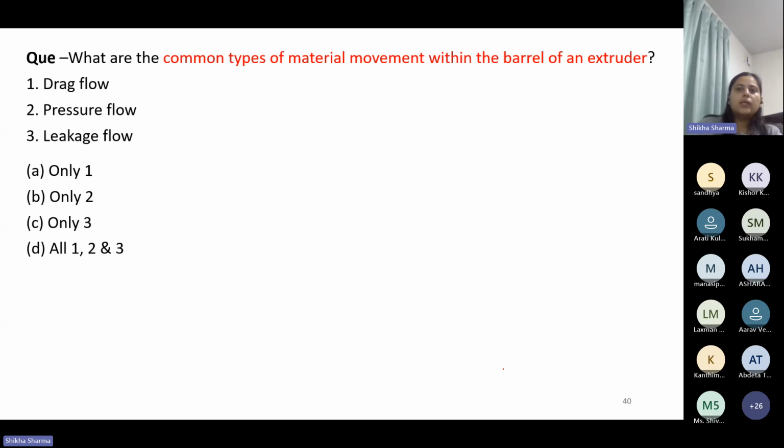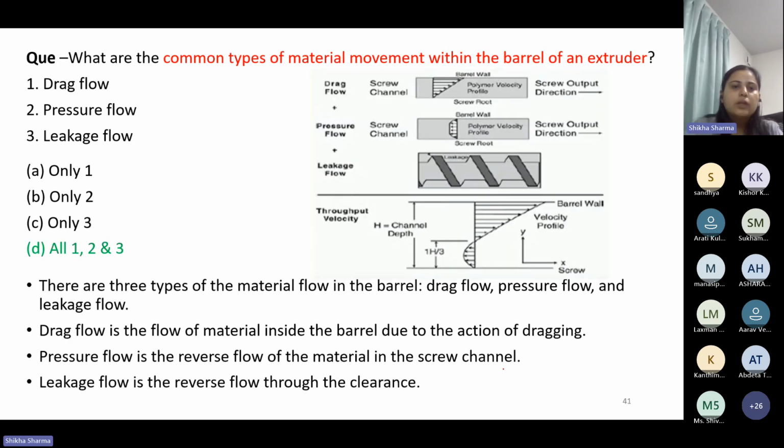What are the common types of material movement within the barrel of an extruder: drag flow, pressure flow, leak flow, or all three? Yes, all three. Drag flow is the flow of the material inside the barrel due to the action of dragging. Pressure flow is the reverse flow of the material in the screw channel, and leak flow is the reverse flow through the clearance.